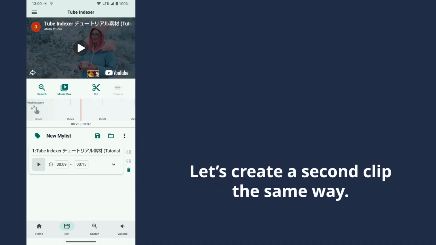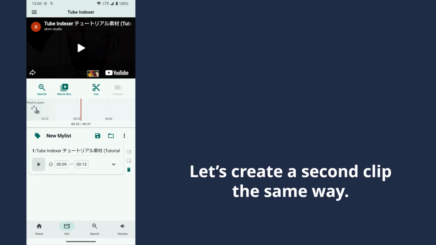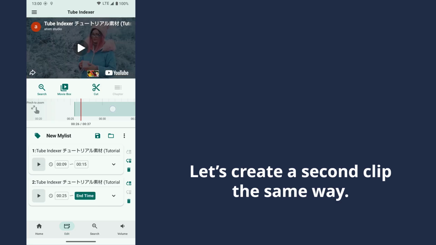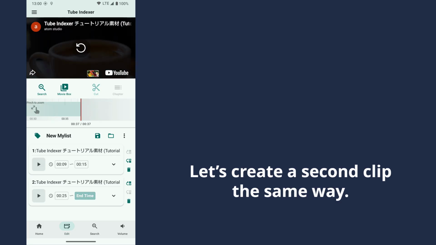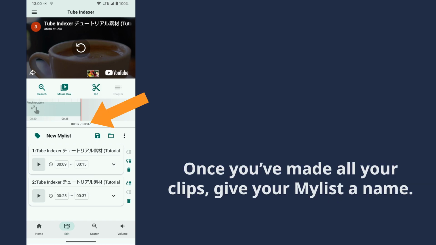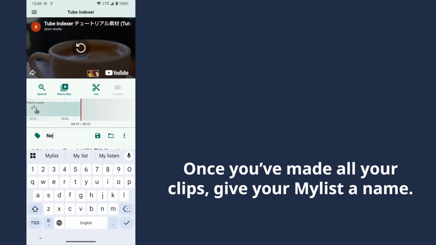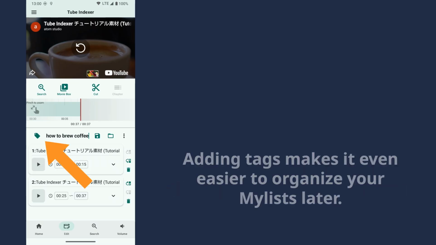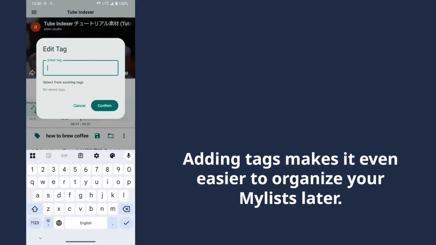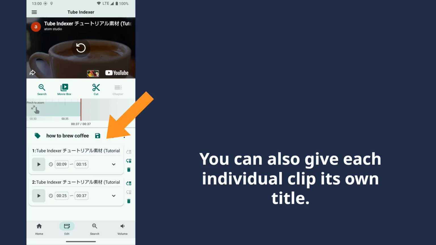Let's create a second clip the same way. Once you've made all your clips, give your Mylist a name. Adding tags makes it even easier to organize your Mylists later. You can also give each individual clip its own title.